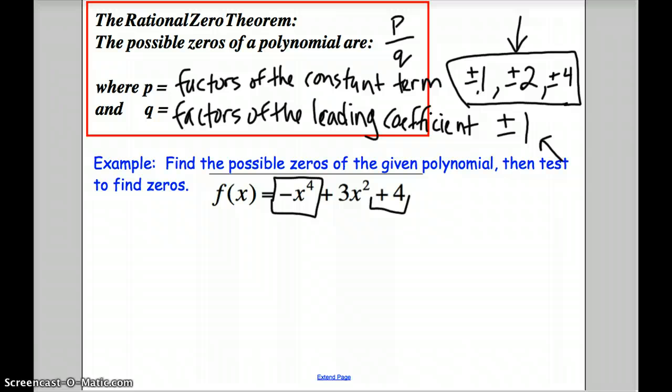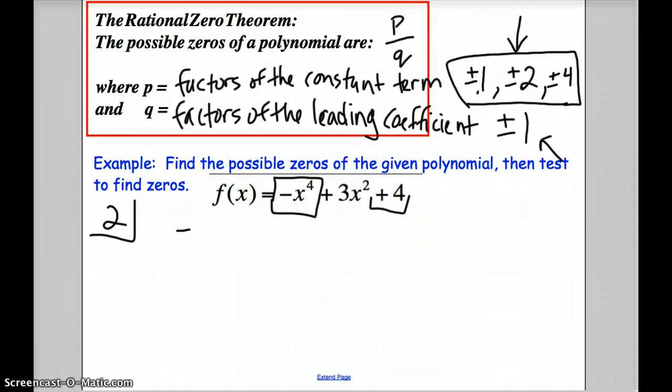I'm going to guess that maybe 2 is a possible 0. So I'm going to test 2 into my polynomial and see if it works. I'm going to test 4. I'm going to test negative 4. I'm going to test negative 1. I'm going to test any ones until I come up with the right solutions, until I end up with my results. So I'm going to test 2 right now.